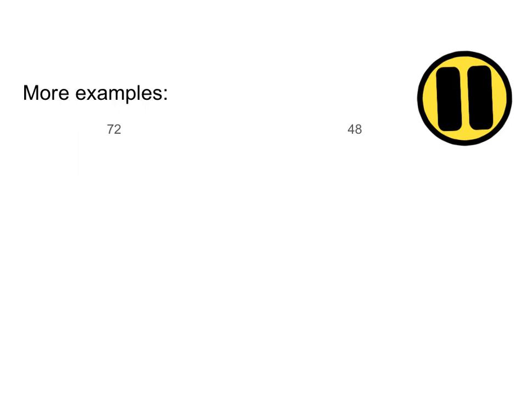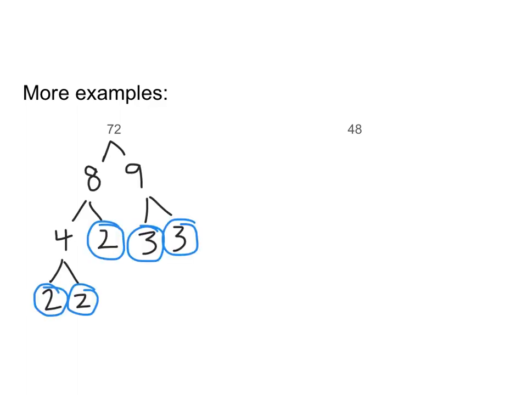Go ahead and try a couple more. Pause and find the prime factorization of 72 and 48. For 72, I got the prime factorization of 2 times 2 times 2 times 3 times 3 equals 72. Yours might look different, but it should have 3 2s and 2 3s for your prime factorization.